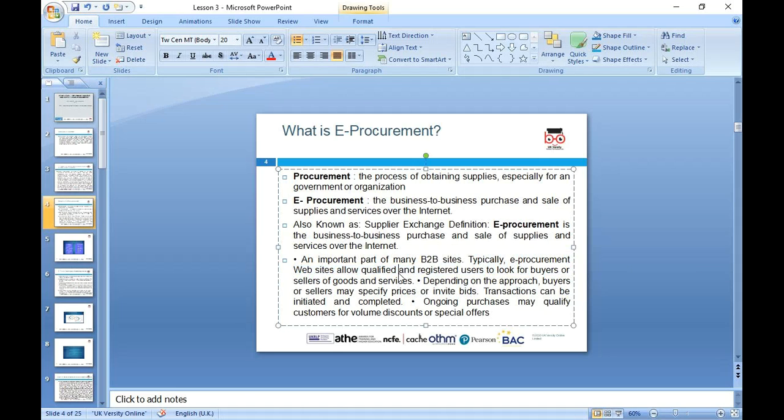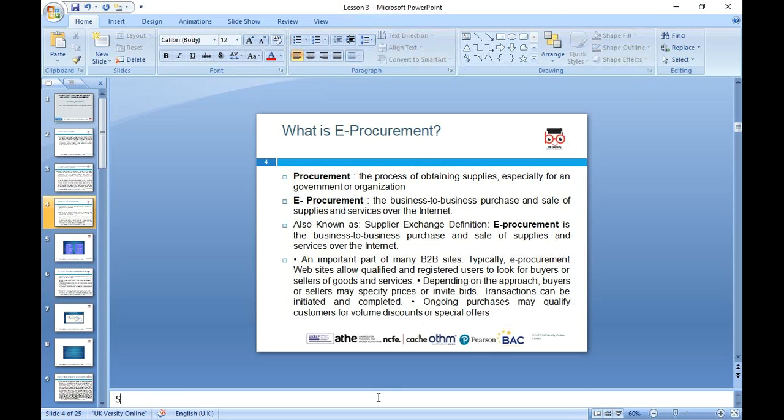Typically, e-procurement websites allow qualified and registered users to look for the buyer or the seller of goods and services. We have a lot of comparison websites where we can sell our product. Yes, they can provide the logistics for us, Amazon, eBay, and various others as well. Depending on the approach of the buyer and the seller, there may be a specific price or invited bids. Transactions can be initiated and completed. Ongoing purchases may qualify the customer for a volume discount as well.